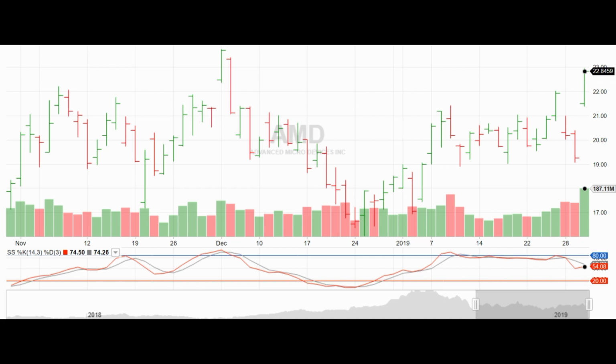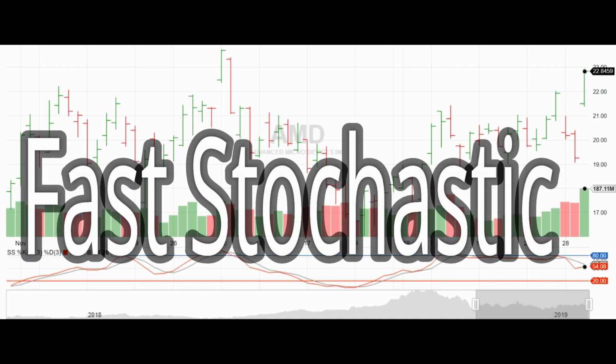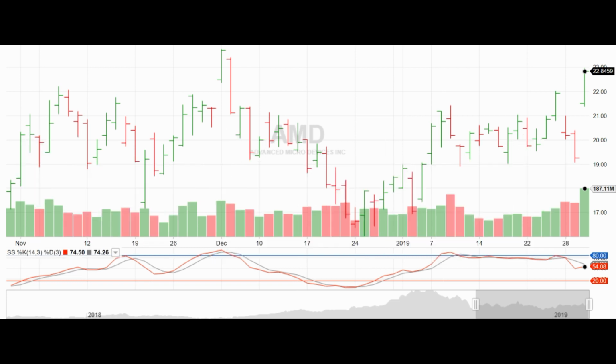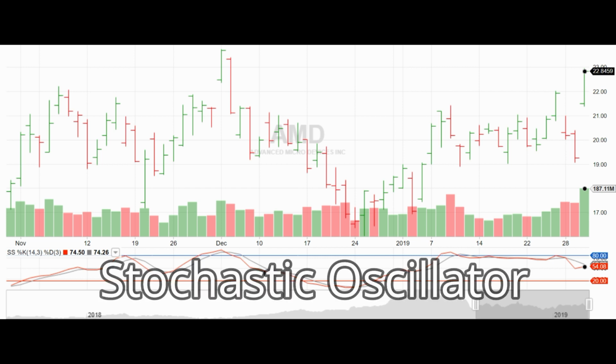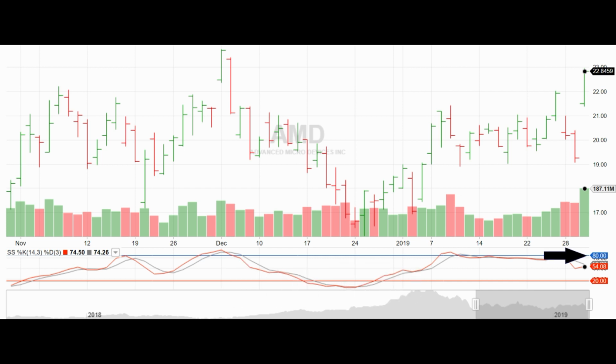You might see that your trading platform offers the option of slow and fast stochastic. I prefer the slow stochastic option, as it's less choppy and confusing, especially since I'm not a day trader. So here's how the stochastic oscillator works. The stochastic oscillator is made by two lines. It ranges between 0 to 100. Overbought conditions occur when the lines, which usually move in the same direction, go above 80. Oversold conditions occur when the lines go below 20.